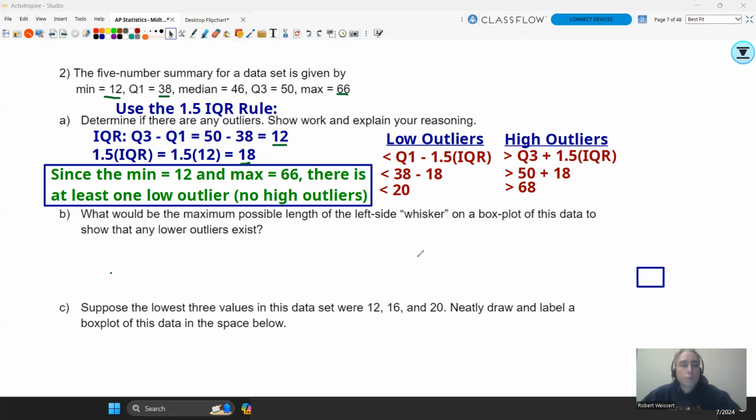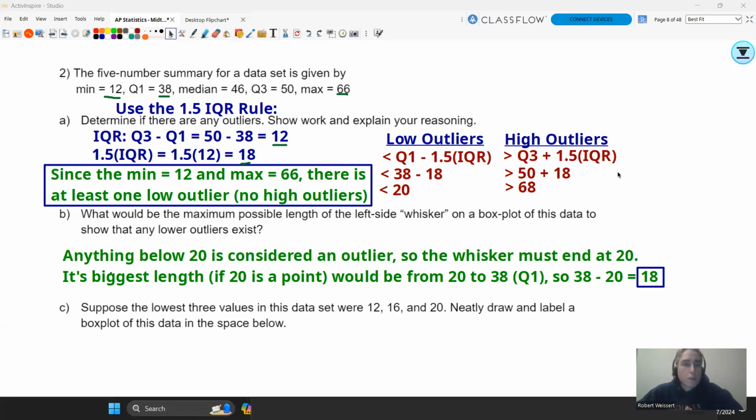On to the next question. What would be the maximum possible length of the left side whisker on a box plot of this data to show that any outliers exist? Okay, so this is kind of an awkward question to answer, but let's go through it. So what I said was anything below 20 is considered an outlier, right? That means the whisker must end at 20. Its biggest length would have to be somewhere between that minimum value of the whisker and 38.